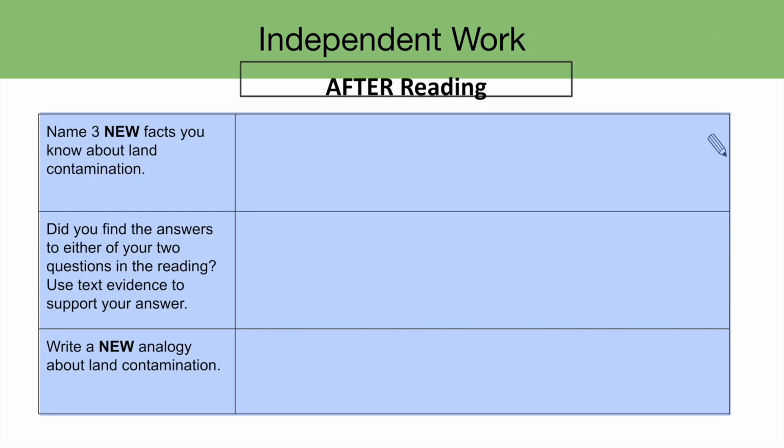After reading, name three facts you know about land contamination. So now I'm going to name three facts that I learned from the reading. Well, I learned that land contamination can occur from ocean saltwater flooding farmlands. I didn't know that before.